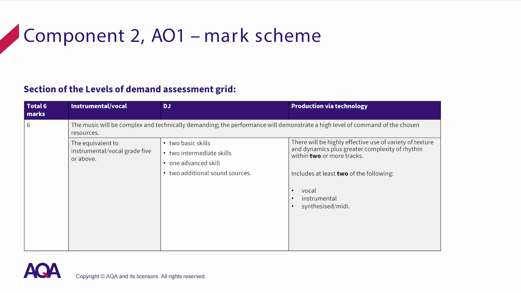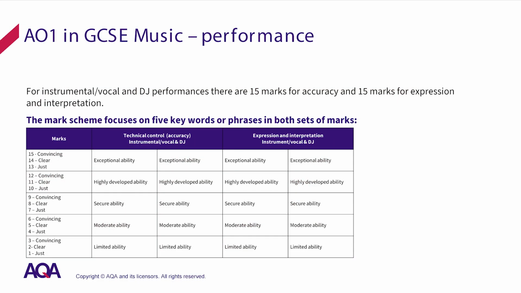In traditional performances, the 6 marks are roughly in line with instrumental and vocal grades. For DJ, the number of tracks, sound sources, and complexity of skills are used to produce the level. For production via technology, there are similar parameters, including number and type of sound sources, number of tracks, as well as the variety of textures, range of dynamics, and rhythmic complexity. The key words are stepped to help show differentiation within the mark scheme. The mark scheme shows instrumental or vocal descriptors in one column and the DJ column next to it.